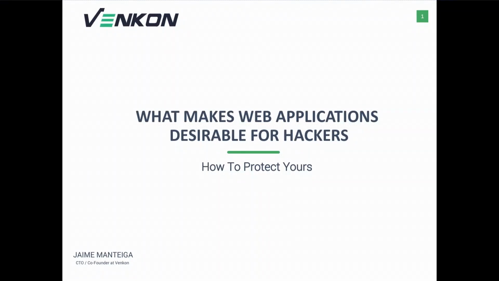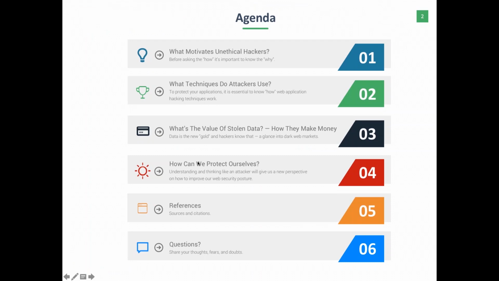In this webinar, we'll be talking about the motivations of cybercriminals when it comes to our web applications. Also, we'll be talking about what techniques they use and how we can protect our own applications. So the agenda for today is 4 big questions. The first one is the motivations of cybercriminals or unethical hackers. The second one is what techniques do they use? The third one is what's the value of stolen data and compromised applications, and how they can make money. And the last one is how can we protect ourselves?